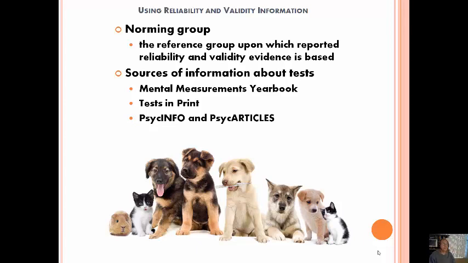Often we talk about norming groups, a reference group upon which reported reliability and validity evidence is based. Now, norming groups are really important, especially when we are measuring samples from large populations. But when we get into very large populations where we've got a considerable amount of heterogeneity, it's important that those norming groups are stratified. So then we get into much more complex types of norming situations.